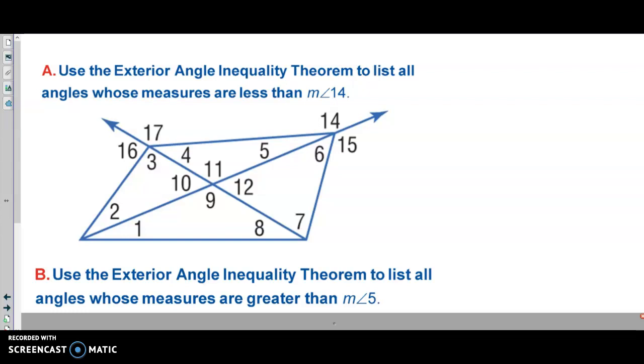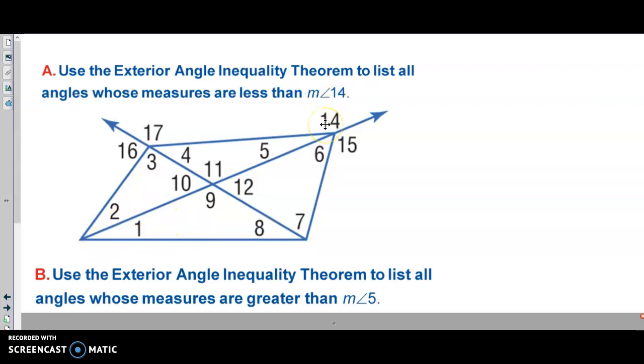If we use this inequality theorem, we can create lists of angles that are larger than or smaller than some angle. I'm going to walk you through part A, and then I'll let you pause the video and try part B on your own. So if we use the exterior angle inequality theorem, we can list all the angles that are less than angle 14.